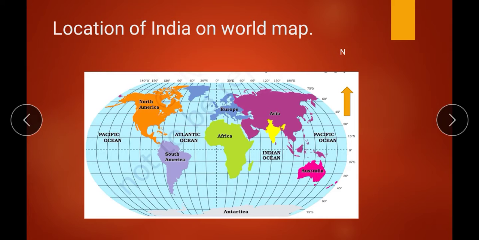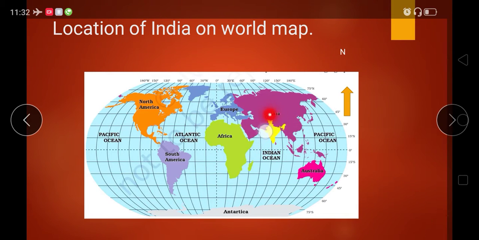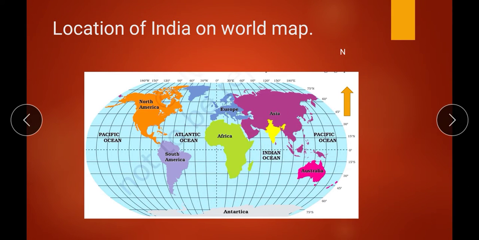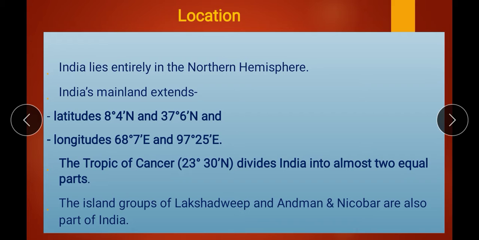Now we further divide on the basis of longitude. 0 degree longitude is also known as the Greenwich line. So India is located in which hemisphere? In the eastern hemisphere. So now here we are getting two locations, north in terms of latitudinal extent and east in terms of longitudinal extent.